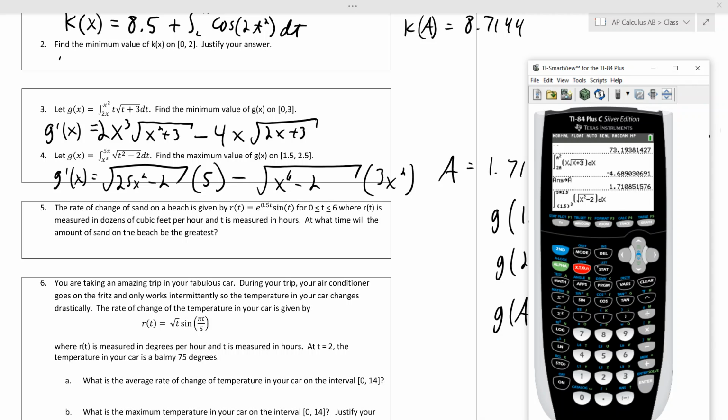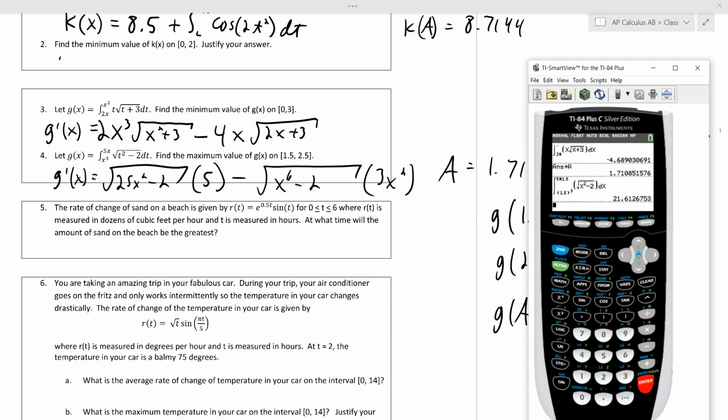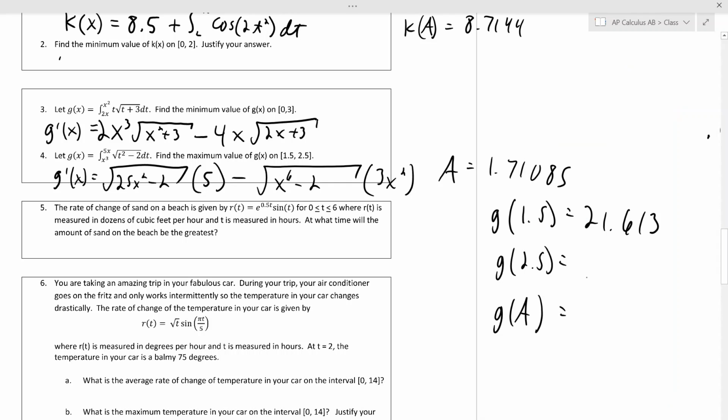Boom. It's 21.613. We also need that at 2.5. So again, rather than typing that again, I'm going to hit second enter. I'm going to go all the way back here, and I'm going to change my 1.5s to 2.5s. There we go. Enter. We expect this to be a big negative number. Yep, negative 43.722.